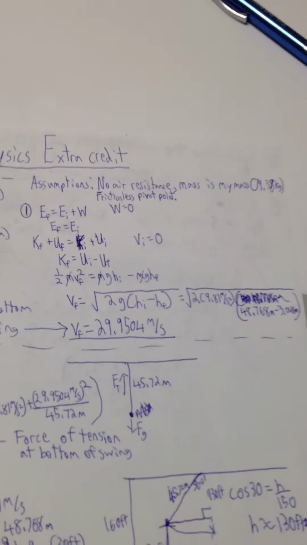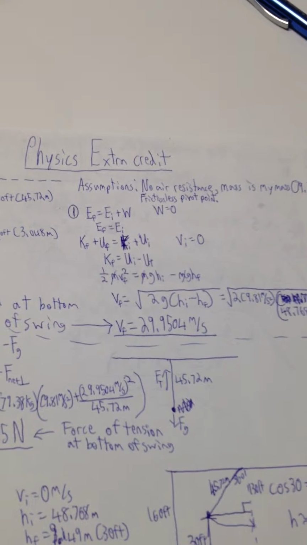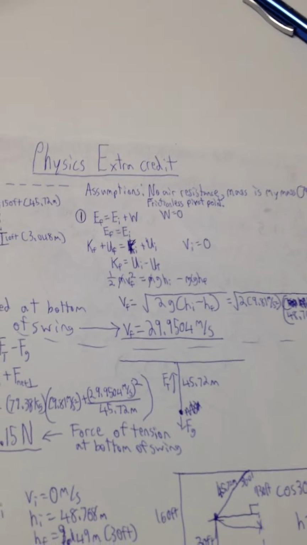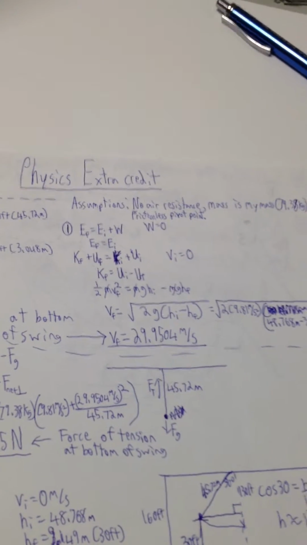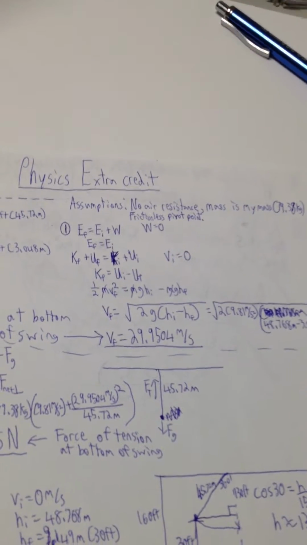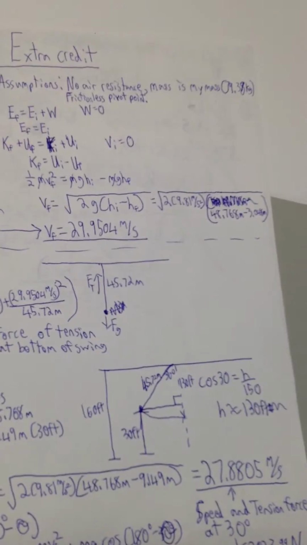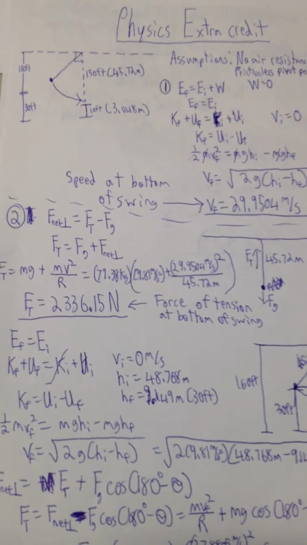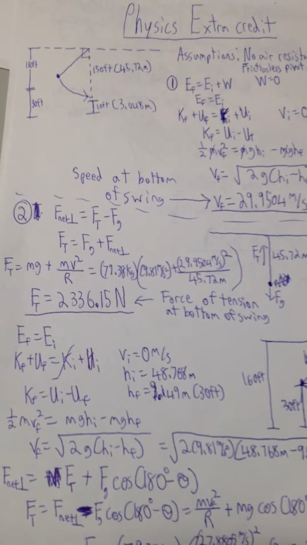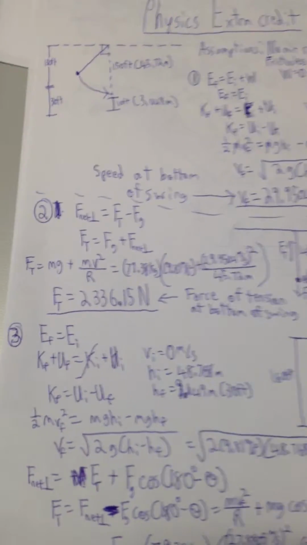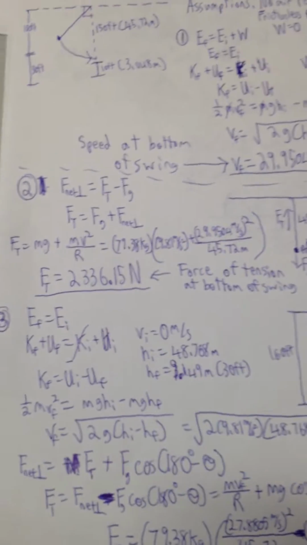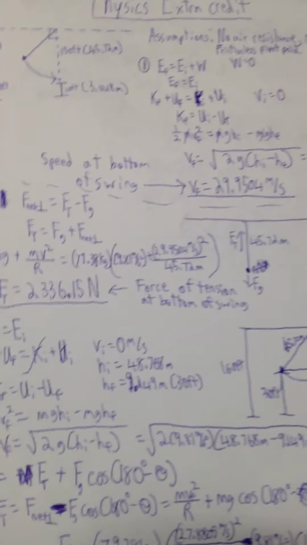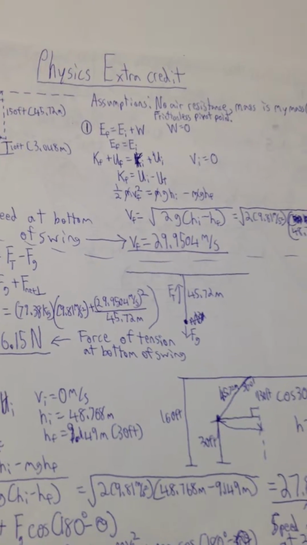And we know that initial velocity is 0 because that's when you start off. So K_i cancels out, and then we solve for K_f, and then solve for the final velocity. And like I said before, your initial height is going to be 160 feet. Your final height is going to be 10 feet, and then I got a number around 29.95 meters per second. So that's the speed at the bottom of the swing.